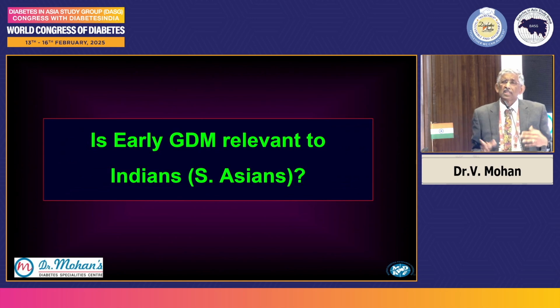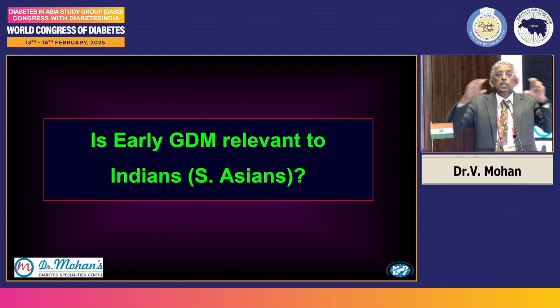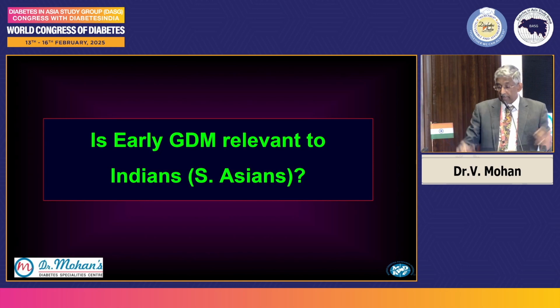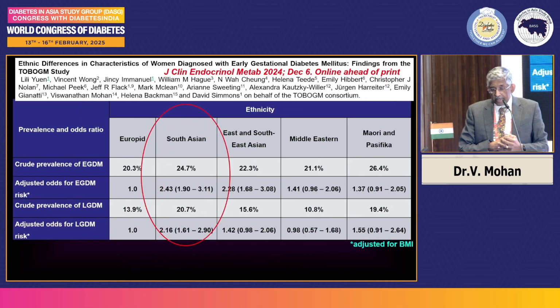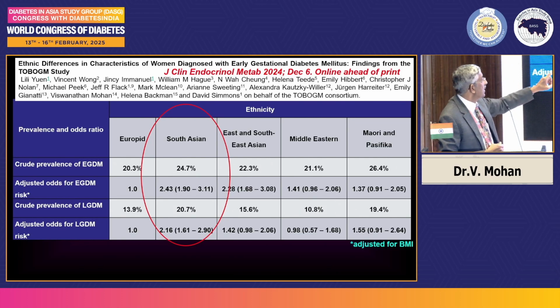Now you may ask, all this is fine, but it's an Australian study. Is it relevant to Indians at all? That's what they said when HAPO was published, because Indians didn't participate in that. That's the reason why we participated in this. That question should not come. So the obvious thing is to break it down by various ethnic groups and see which ethnic group had more of early GDM. Surprise, surprise, it's the South Asians who had the highest prevalence. Look at the odds ratio for eGDM, highest.